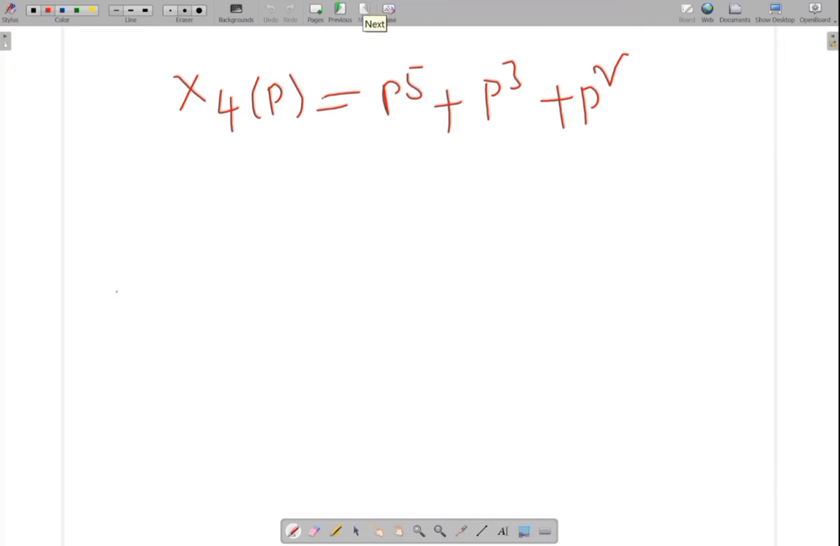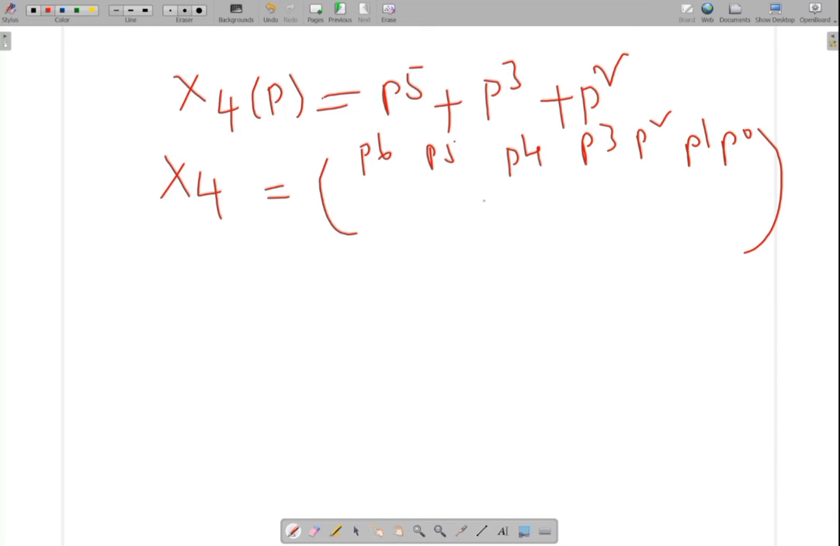Okay, convert this into vector form. x4 is equal to p power 6, p power 5, p power 4, p cube, p square, p power 1, p power 0. The p power 6 coefficient is not there, 0, p power 5 coefficient is 1, p power 4 coefficient is 0, p cube coefficient is 1, p square coefficient is 1, p power 1 coefficient is not there, 0, 0. This is the x4.